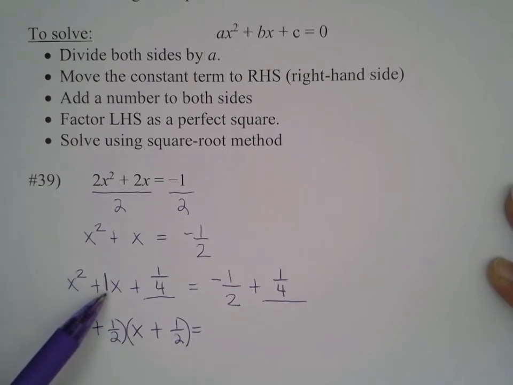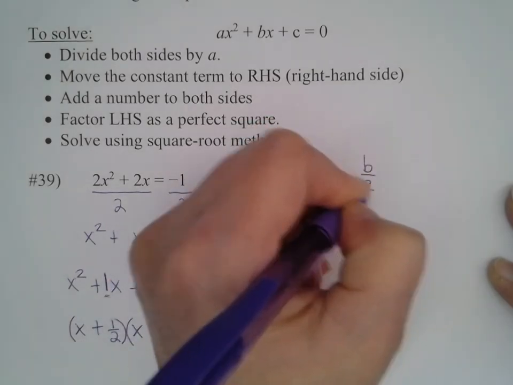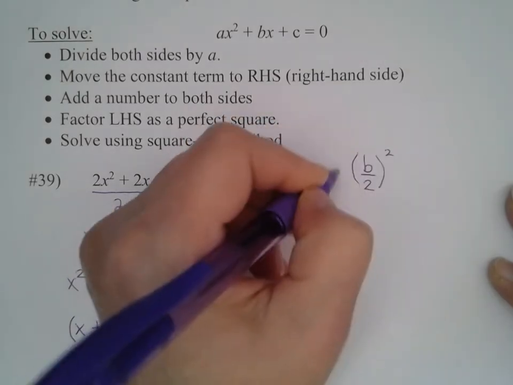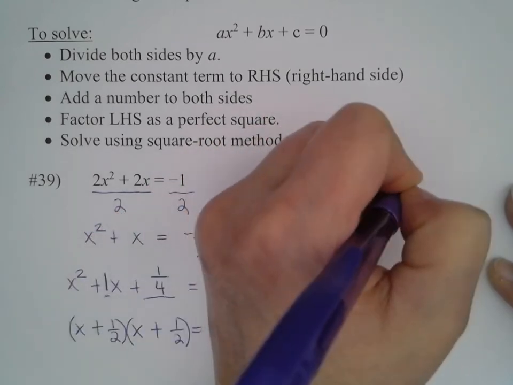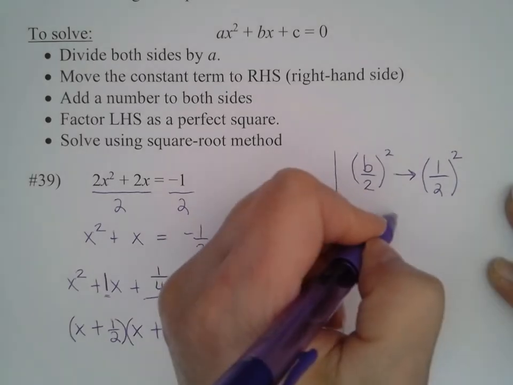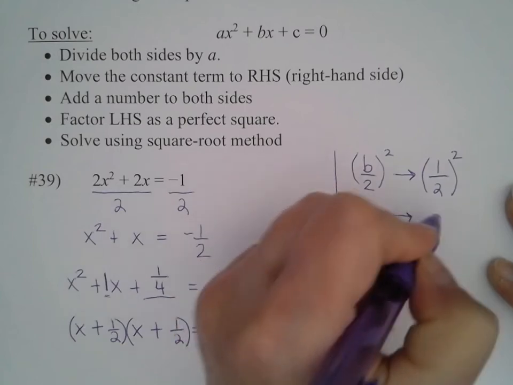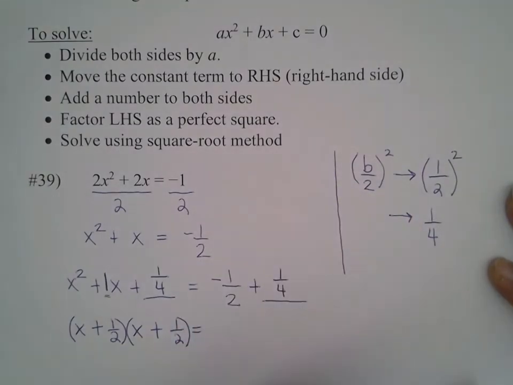If you would like to use the shortcut, again, my shortcut uses this number here in front of x. So I do b over 2 squared, which in this case, b was a 1. So 1 over 2 squared is going to give us 1/4. Notice before you do the squaring, that's what you should get in your factoring here.